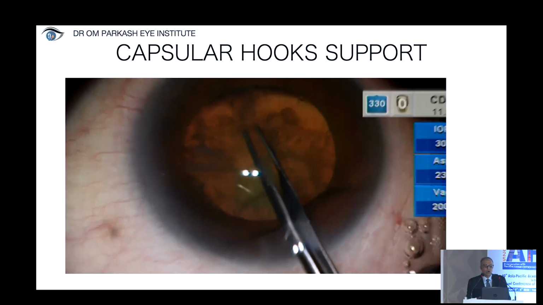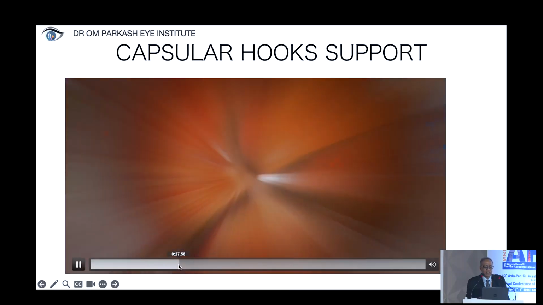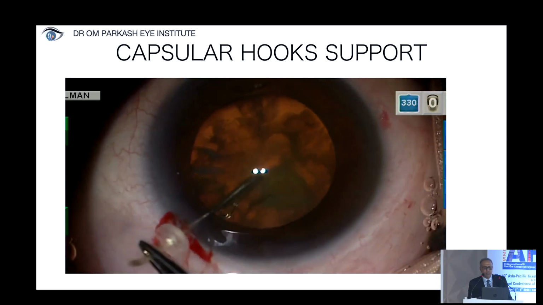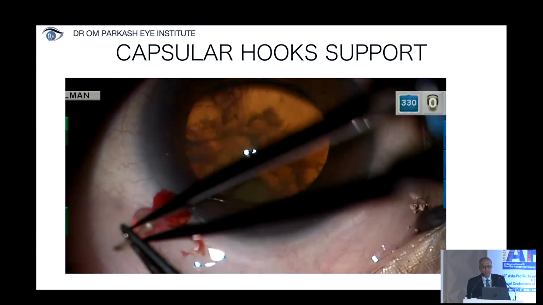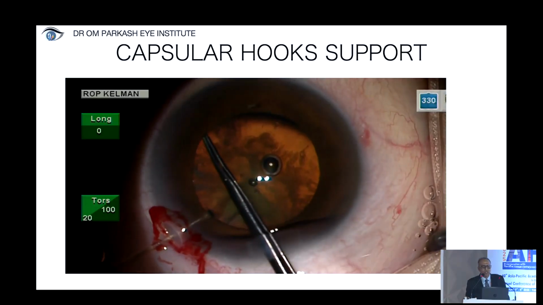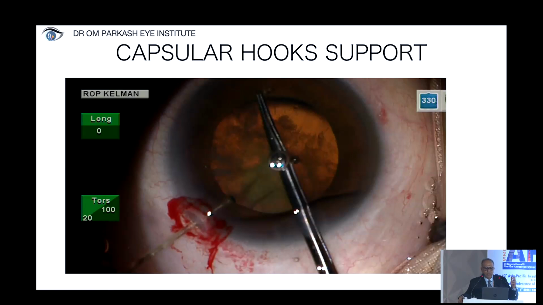Here, I delayed it, and that is a big no. Ideally, it should not have been delayed. So capsular hooks are being used in this patient. Ideally, capsular hooks should be used, and one should not use iris hooks, because capsular hooks help us. How do they help us? They act as artificial zonules. They provide anterior-posterior immobilization, and there is no tenting up, which you see when you use iris hooks.